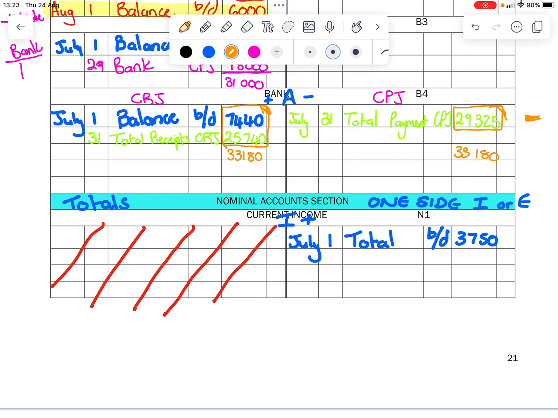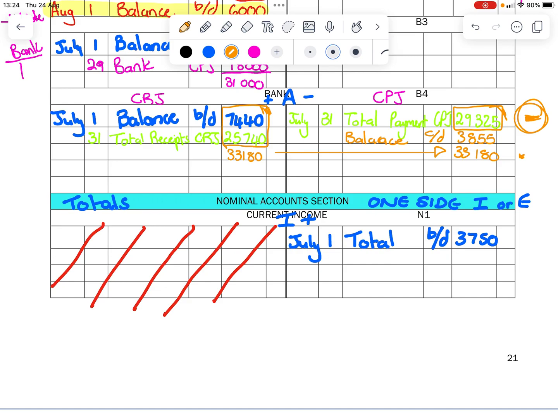Now, some of you may remember me speaking about a seesaw, something that balances and needs to be the same on both sides. Both of our sides for our general ledger need to be the same. So if we take 33,180, all the money we had, and we subtract our payments of 29,325, it will leave us with 3,855 Rand. That is the balance that we need to carry down to the next month.